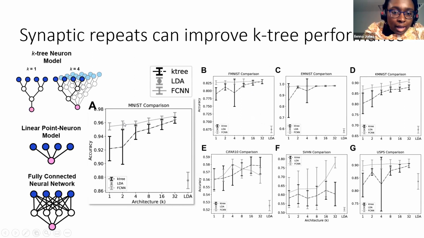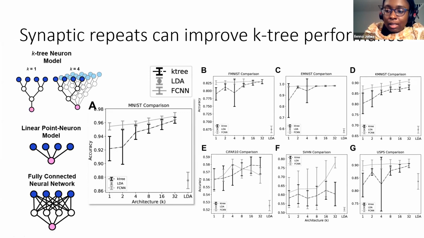And you can see that in gray, you have the fully connected network, again, above the K-tree at the one tree level and stays consistent throughout. But you can see that the gap between the fully connected network and the K-tree seems to narrow as you increase K. And actually, if you look at Fashion MNIST, EMNIST, and the USPS data set, by the time you get to K equals 32, that gap becomes statistically indistinguishable.